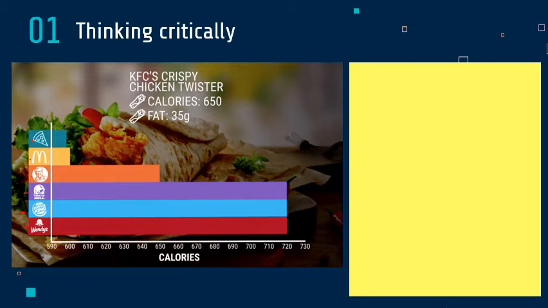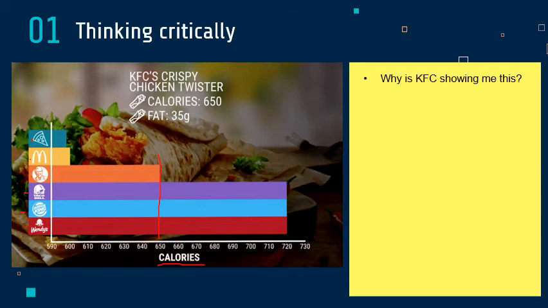What it's comparing is calories in its crispy chicken twister, and it's comparing it to what I imagine are the same or similar products in these other fast food chains. Now it's saying, well, actually, on a calorie basis, KFC is 650, and it's actually less than if you were to get a chicken twister at Wendy's or at Burger King or at Taco Bell. So it's trying to convince us that KFC chicken twisters compared to these other companies are actually pretty healthy. So here are some questions I'm going to ask.